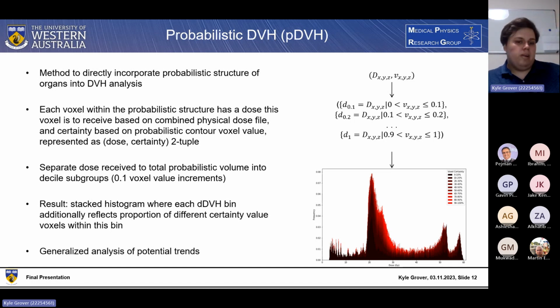From there, we're able to separate the doses received by the total probabilistic volume into decile subgroups based on the certainties, grouping together all the voxels that had certainties between 0 and 0.1 and so on in 0.1 increments. The result is that we end up creating these stacked histograms where each of the DVH bins has additional information that reflects the proportion of certainty values within the voxels in those bins. Overall, this is more of a generalized analysis of potential trends and doesn't really provide a quantifiable analysis. It's more just to have a look at the potential of this and how we could work with this in the future.